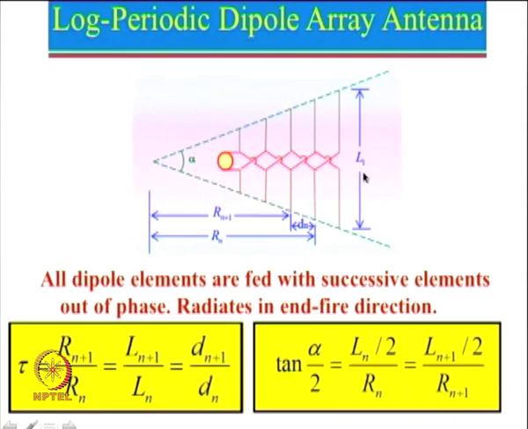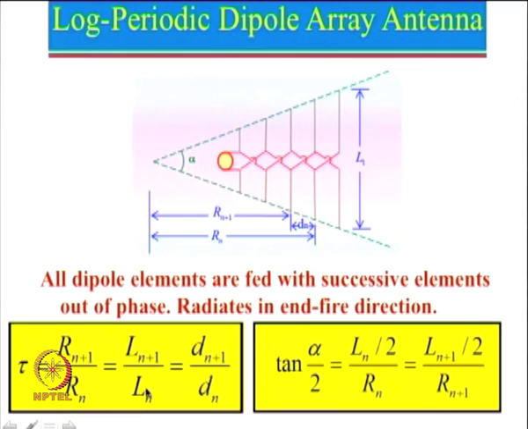Just remember that in this case we are taking the largest length as L1 and the smallest one as LN. Similarly, from the apex point, these are the distances given by R. From here to here it will be R1, then R2, then Rn and so on. Here the ratio, let's start with tau, is Ln plus 1 by Ln. Ln plus 1 will be somewhere here and Ln somewhere here. You can see that Ln will be larger than Ln plus 1, and hence tau will always be smaller than one, because this is small and this is large.